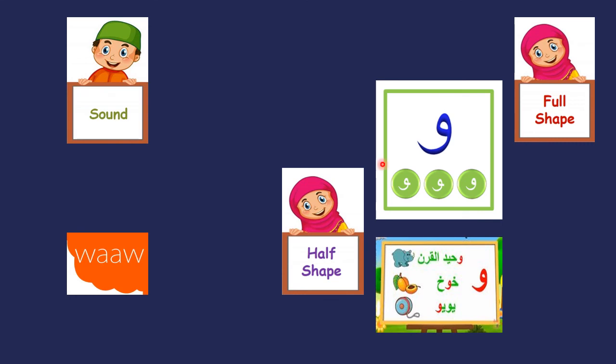Here comes the letter waw. The full shape of waw is this, and as you know, waw has no specific half shape. It just comes in the word as it is. These are all the half shapes. You can see it just looks like the full shape of waw. And when it comes in the words, this is the starting shape, this is the middle shape, and this is the end shape. And the sound is waw.